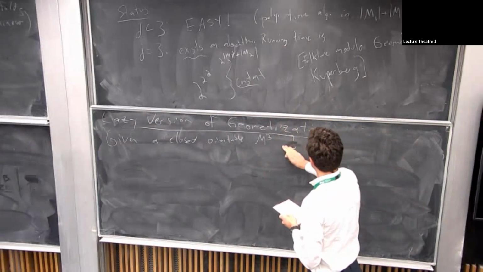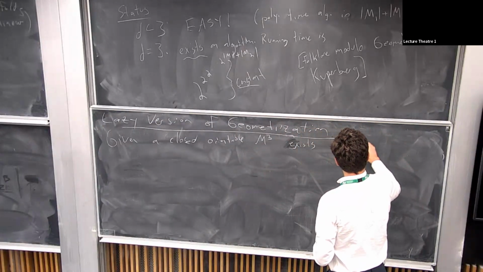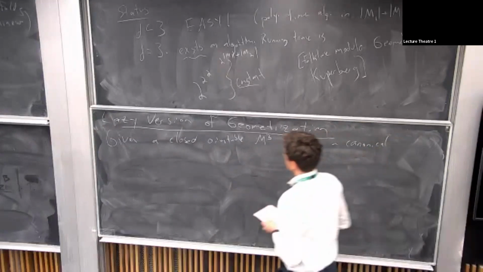There exists a canonical set of embedded spheres and tori.